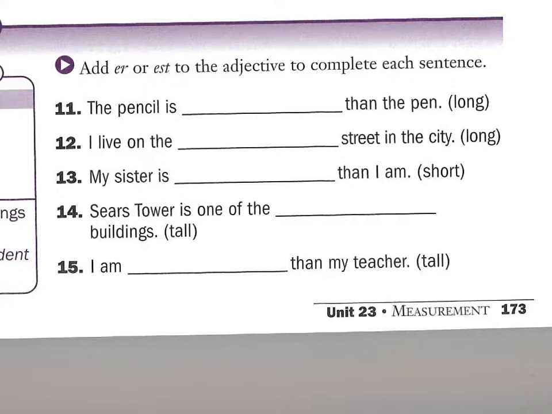My sister is shorter or shortest than I am. My sister is shorter than I am. Sears Tower is one of the taller buildings. Sears Tower is one of the tallest buildings. It sounds like we're comparing all the buildings, so it's going to be tallest. I am taller than my teacher. I am tallest than my teacher. We're comparing two, so it's taller. I am taller than my teacher.